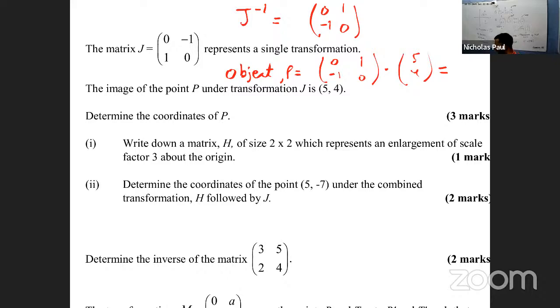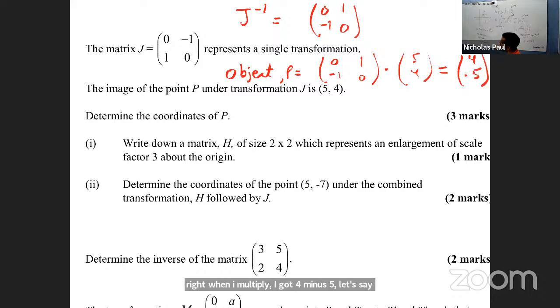When you multiply, I got 4, minus 5. That's it. Everybody else got that? 4, minus 5. Take your time, row by column, row by column. Then they said write down H, a 2 by 2 matrix for an enlargement by a scale factor of 3. What would H be? What's the example I gave you? What would it be?